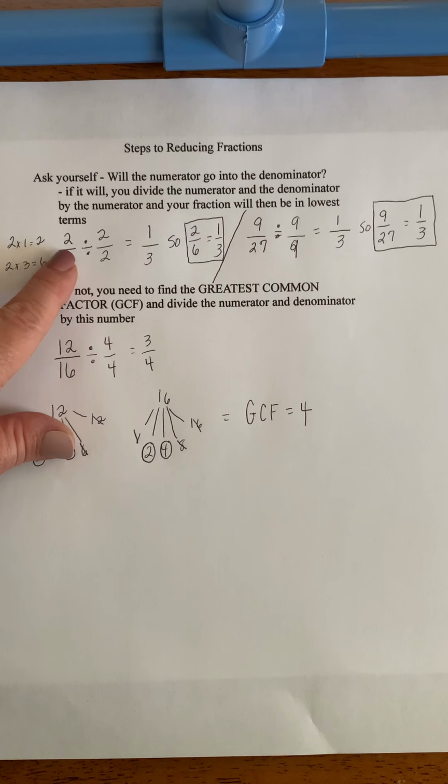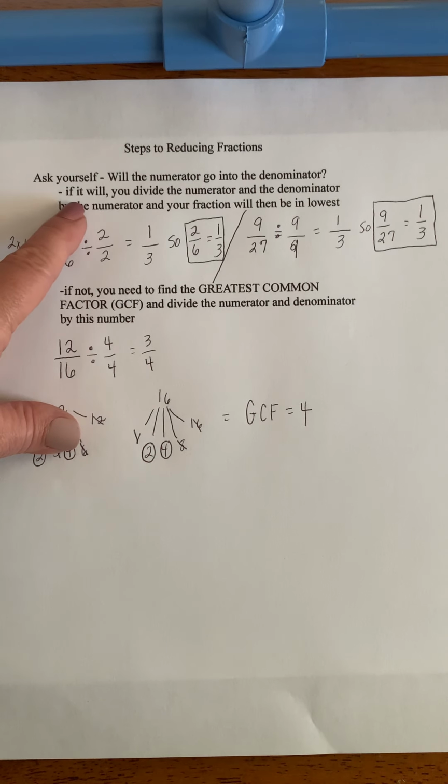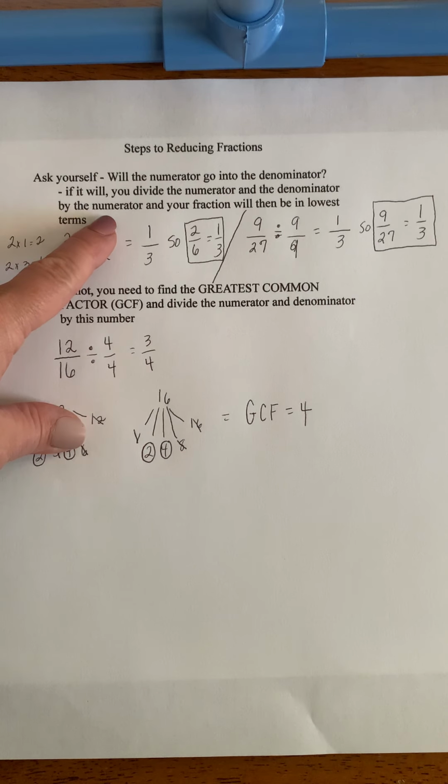Okay, so let's stop right here. I've got 2/6. Ask yourself, will 2 go into 6? 2 times what equals 6? Oh, 2 will go into 6 because if I'm doing my 2 multiplication facts, I say 2, 4, 6, and there 6 is. So, if it will, you divide the numerator and the denominator by the numerator, and your fraction will be in lowest terms.